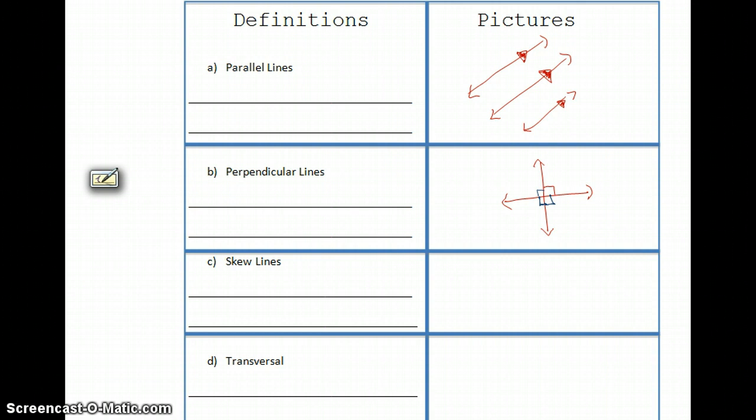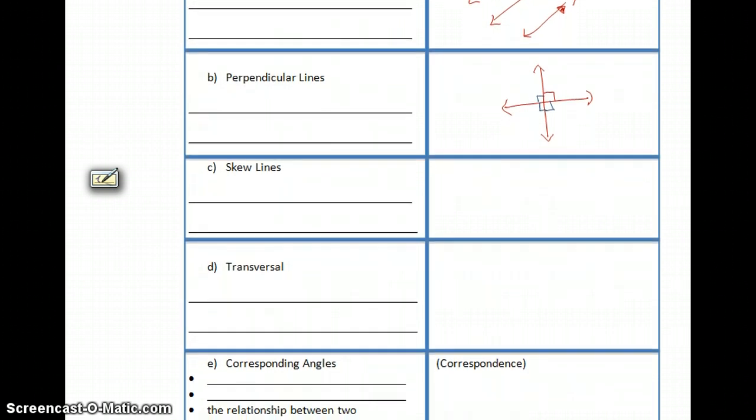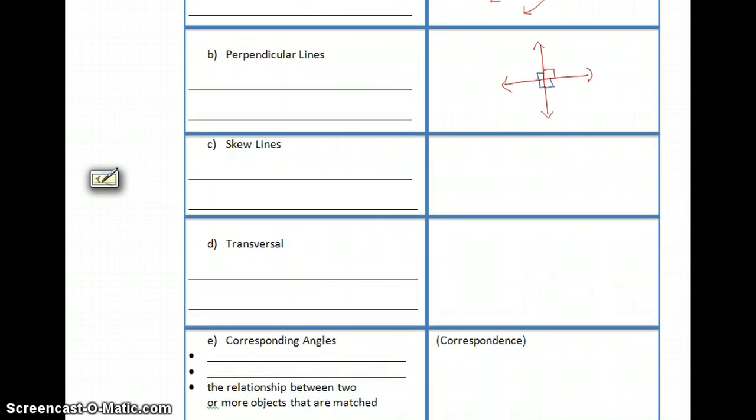Skew lines get a little bit more complicated. Skew lines are something that you may not have thought about before. The easiest way to look at skew lines is to think about maybe a tissue box or a 3-dimensional figure. I'm just going to draw one very quickly.